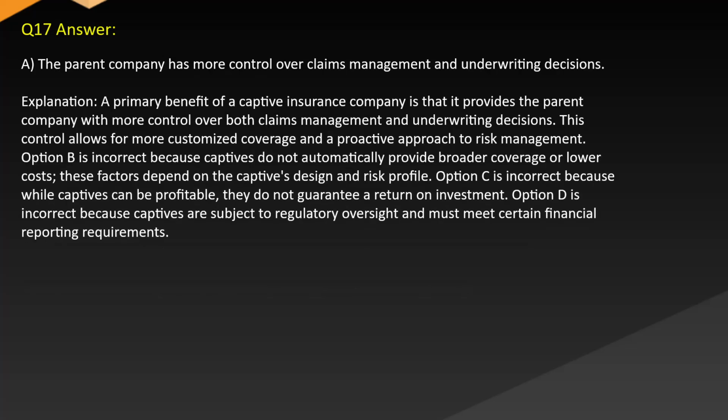Answer A. The parent company has more control over claims management and underwriting decisions. Explanation: A primary benefit of a captive insurance company is that it provides the parent company with more control over both claims management and underwriting decisions. This control allows for more customized coverage and a proactive approach to risk management.